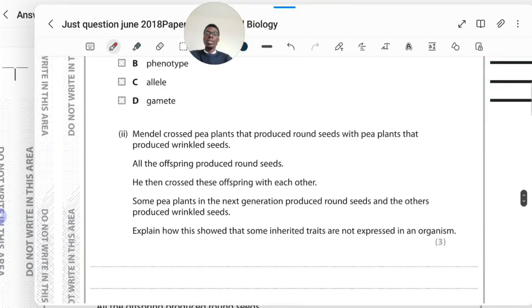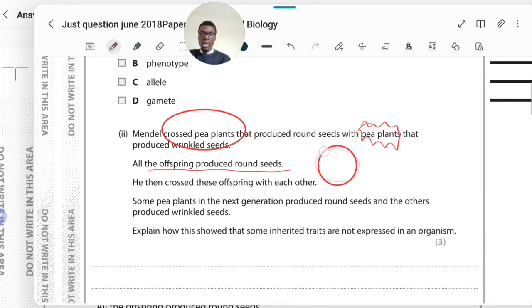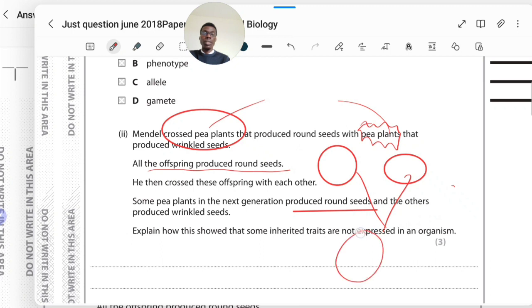So Mendel crossed pea plants that produce round seed with pea plants that produce wrinkled seed. So it's crossing round seed plants with wrinkled seed plants. All the offspring produced were round seed. Okay. He then crossed these offspring with each other, which were produced from one round seed and one wrinkled seed parent. So some pea plants in the next generation produce round seeds and others produce wrinkled seeds. When these were crossed, some produced round seed, some produced wrinkled seed.